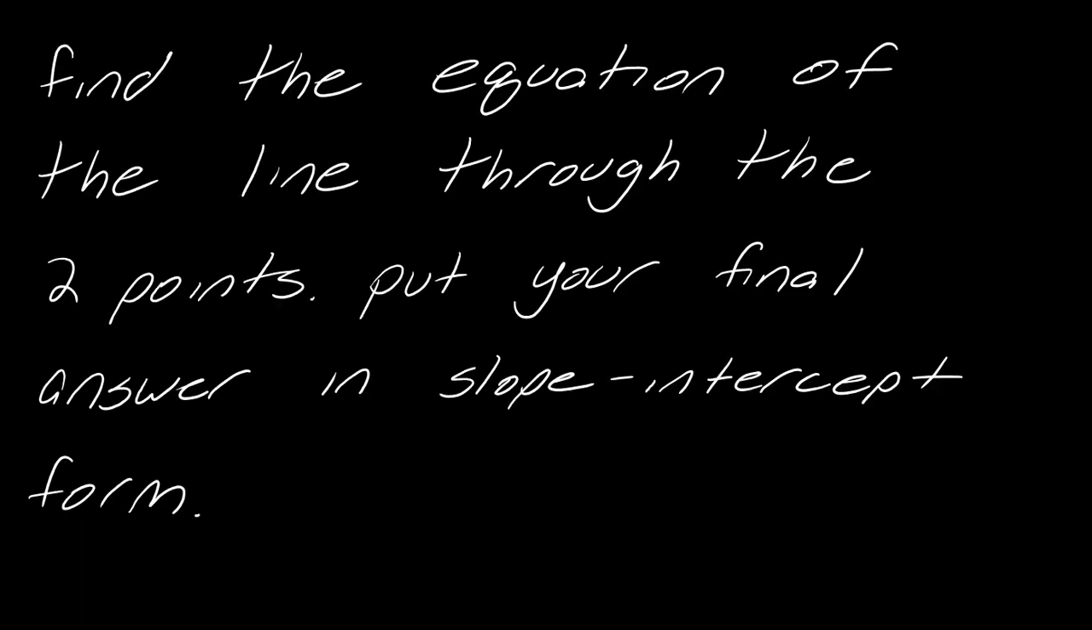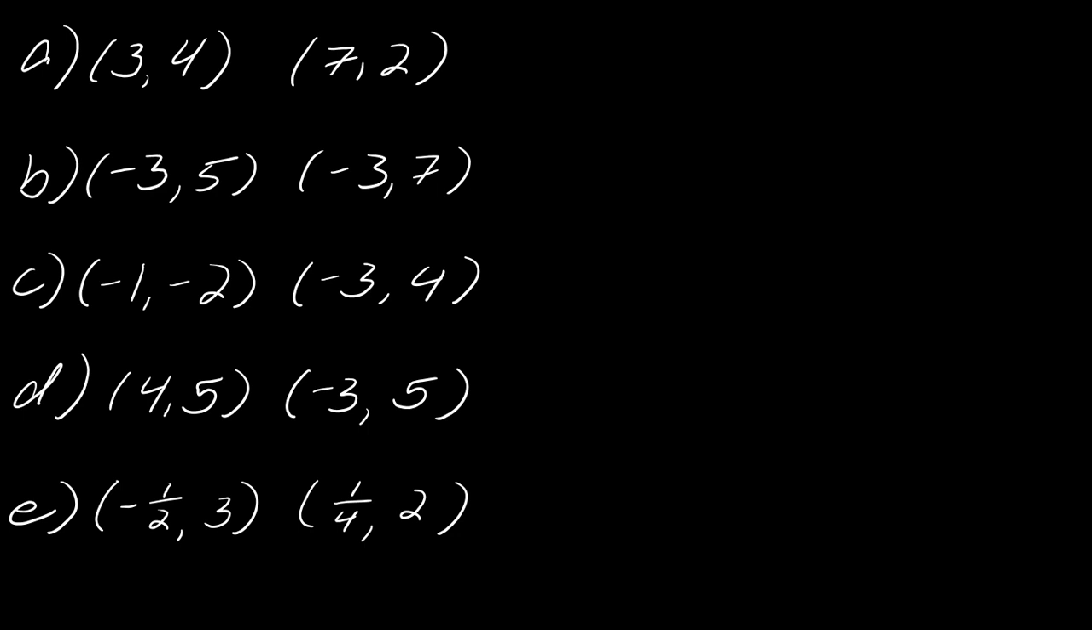The other exercise that we're going to do here is to find the equation of a line through 2 points. And once again, we're going to put our answer in slope-intercept form. So we're going to have these points here.